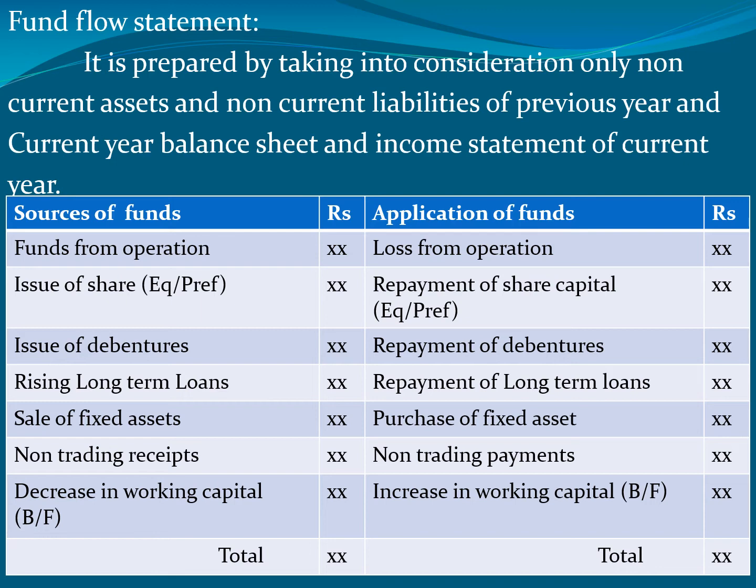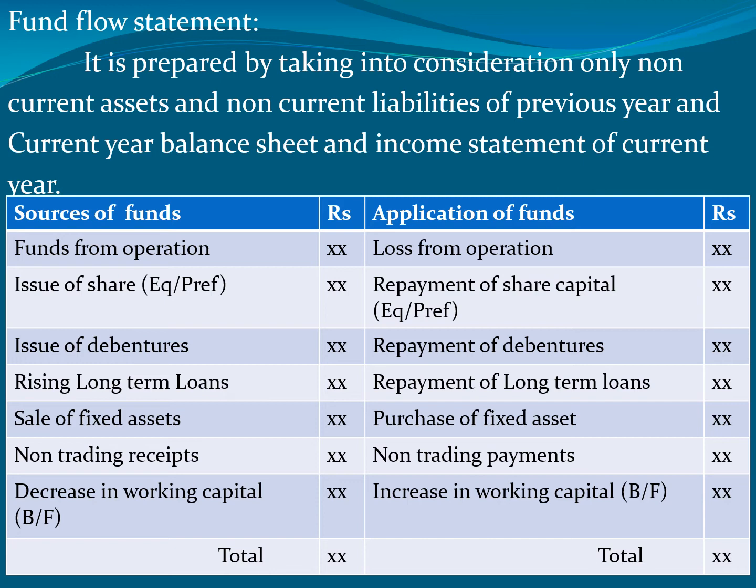Now, see the balance sheet. Non-fund items first, share capital. It may be equity shares or preference shares. See the previous year amount and current year amount. If it is increased, it is a source of fund. Write on the sources side, issue of shares, may be equity or preference, and write the net amount of increase.